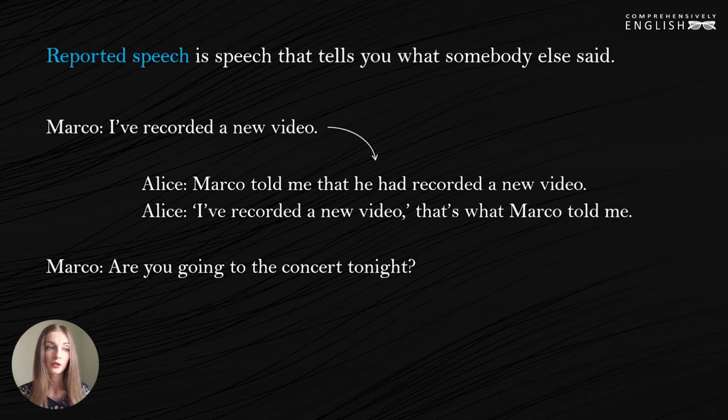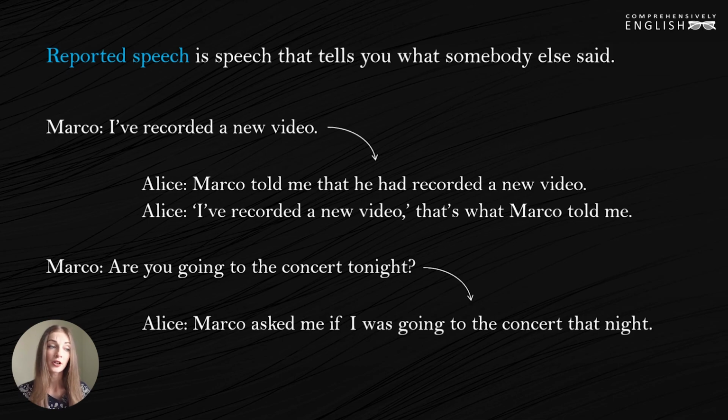Marco: "Are you going to the concert tonight?" That's a question this time. Alice: "Marco asked me if I was going to the concert that night." Alice reports his question, and we see that in her speech, Marco's question is not a question anymore. It's a subordinate object clause. Marco asked me what? And again, you see some changes of tenses. Yes, we have changed are into was and tonight into that night.